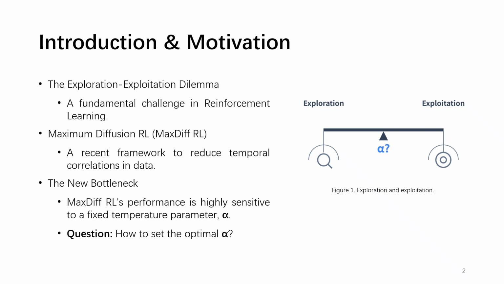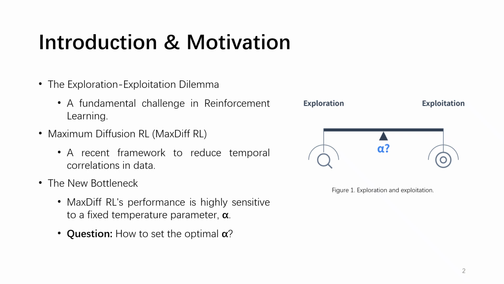A promising recent framework called Maximum Diffusion Reinforcement Learning, or MaxDiff RL, addresses some key issues in RL by reducing temporal correlation in data. However, this introduces a new bottleneck. The performance of MaxDiff RL is highly sensitive to a single fixed temperature parameter, which we call alpha.